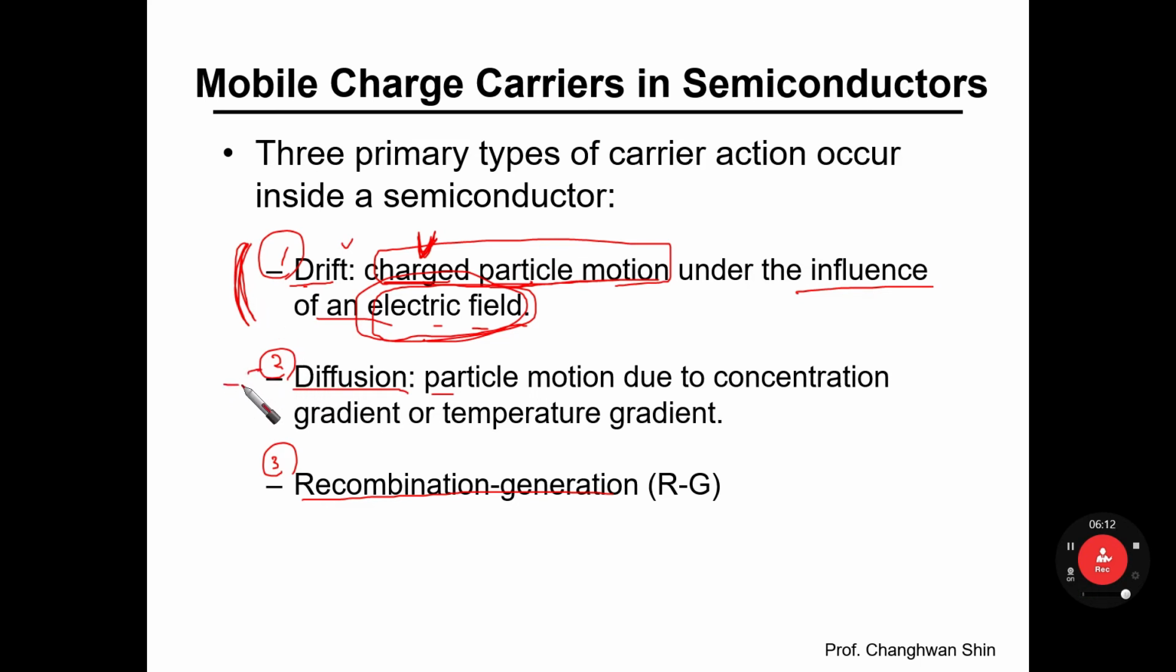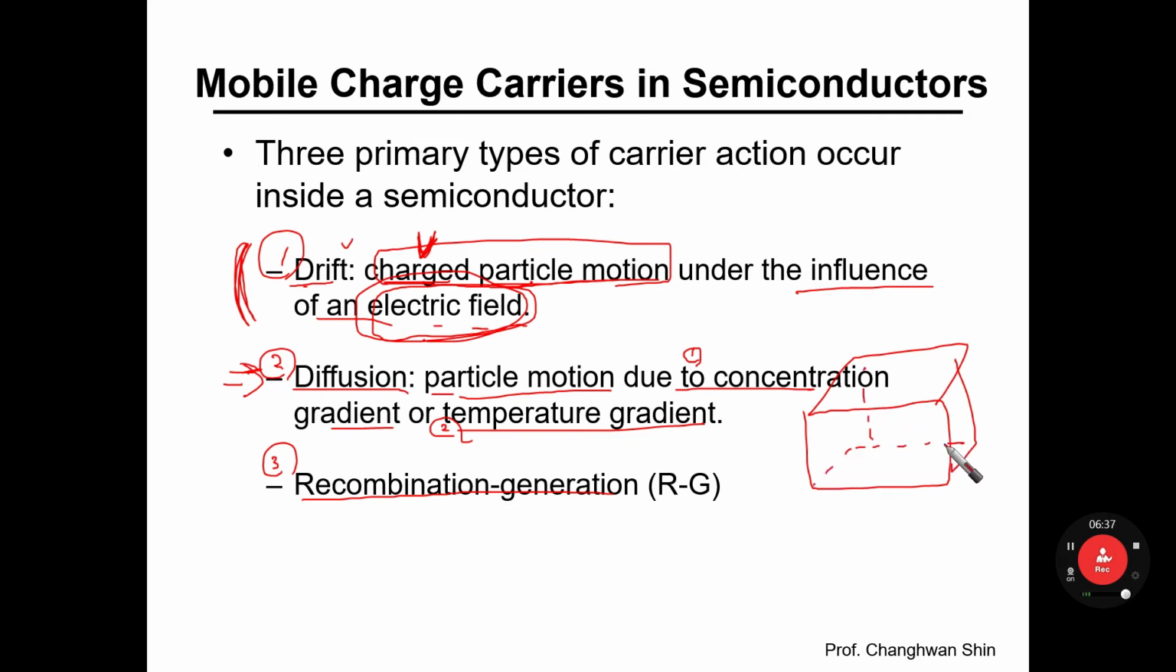The second one is diffusion, which is very simple. It is particle motion because of a concentration gradient or temperature gradient. Suppose there is a piece of silicon material, and say this is x of 0. In the region of x lower than 0, the number of electrons is 4, but in the region of x positive, the number of electrons is simply 2.